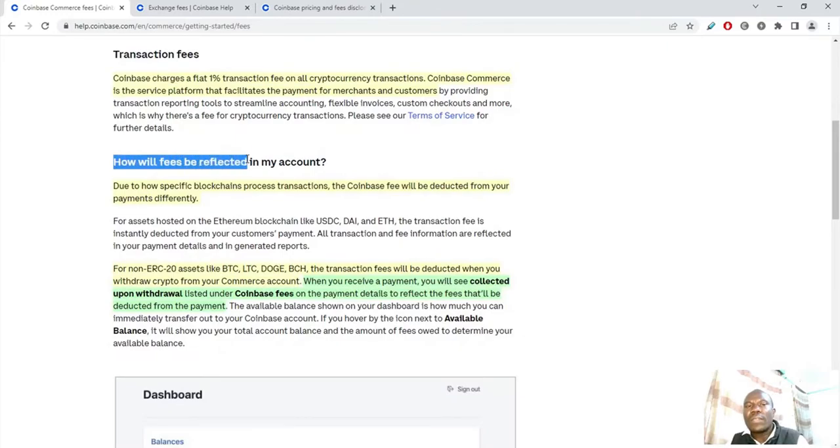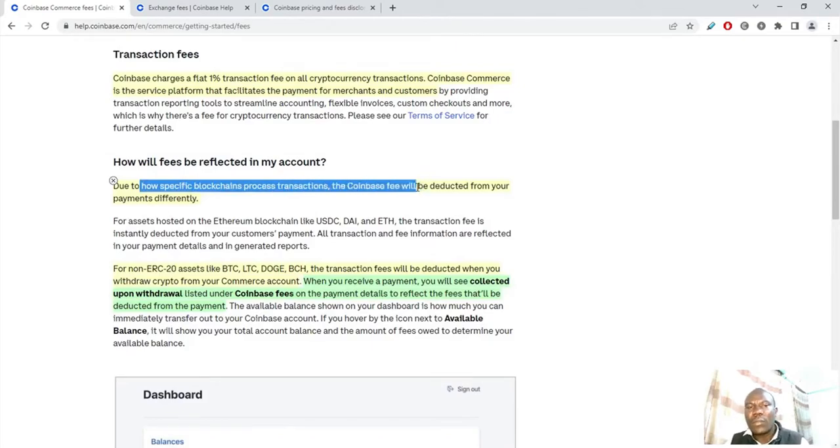How will the fee be reflected in my account? That is the question that you ask yourself. Due to how specific blockchains process transactions, the Coinbase fee will be deducted from your payments differently. Each and every crypto coin has a specific blockchain process, and due to this, the deductions may happen differently. For non-ERC-20 assets like Bitcoin, Litecoin, Doge, and Bitcoin Cash, the transaction fee will be deducted when you withdraw crypto from your Commerce account.